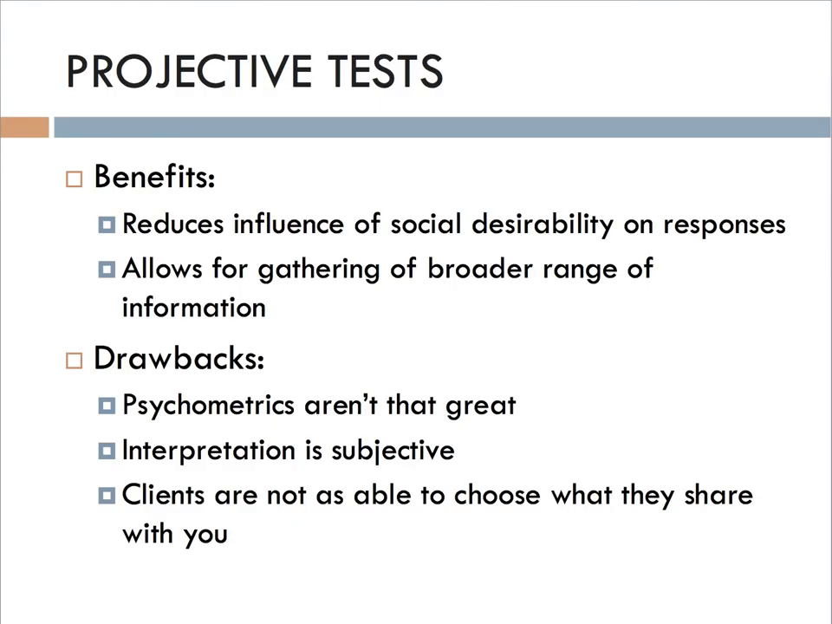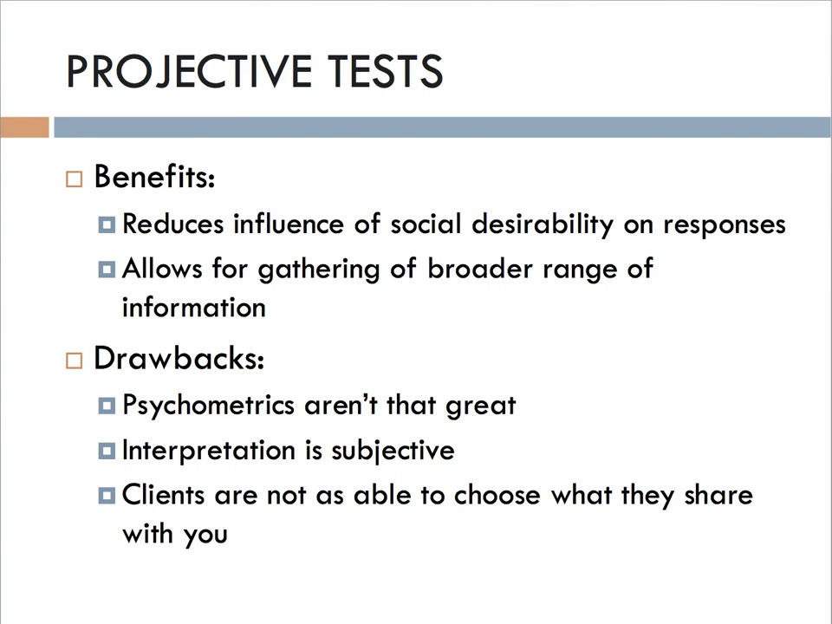As you could imagine, or you may have heard, projective tests have sparked controversy over the years, primarily because of their drawbacks, which we'll talk about in a moment. But projective tests also have a number of benefits over other forms of assessment. First, because the stimulus is ambiguous, it reduces the influence of social desirability on responses. In other words, because people don't necessarily know what their responses mean or how those responses will be interpreted, because the stimulus is ambiguous, they have a harder time determining what is the desired response.